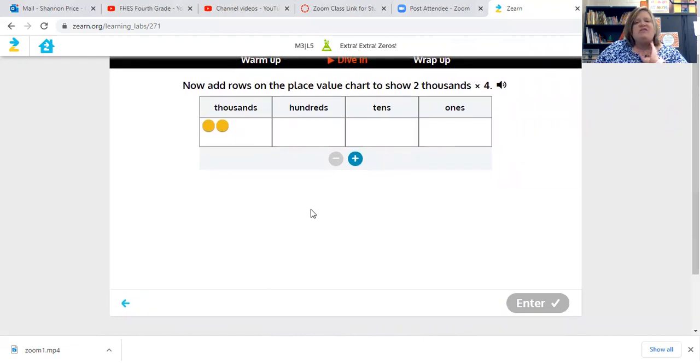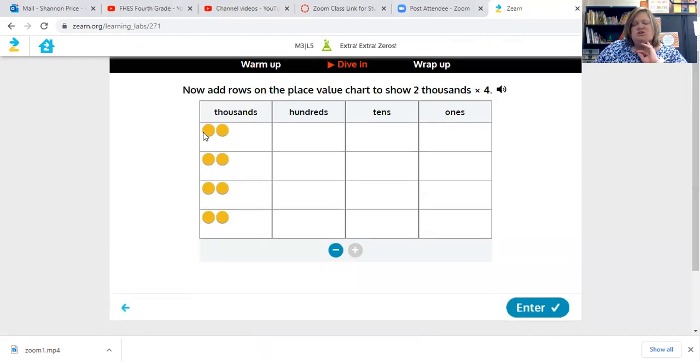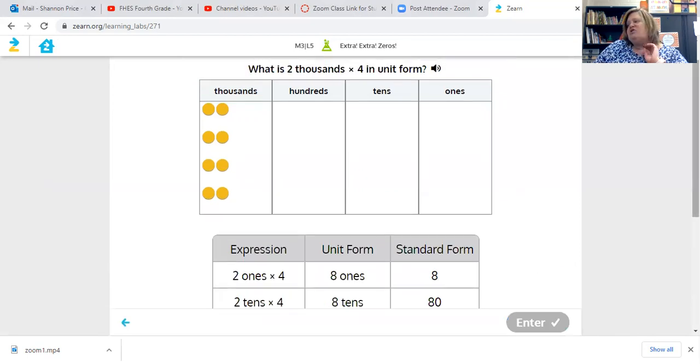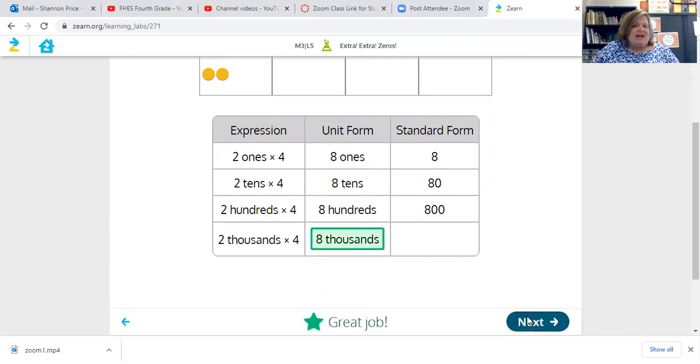And now let's try thousands. So let's add our 4 rows of thousands. So now I have 2 in each group, and I have 4 groups, but in the thousands place. Now I'm going to do the same thing we did before, but we're going to say that 2 times 4 is 8 and keep our thousands unit, so 8 thousands.